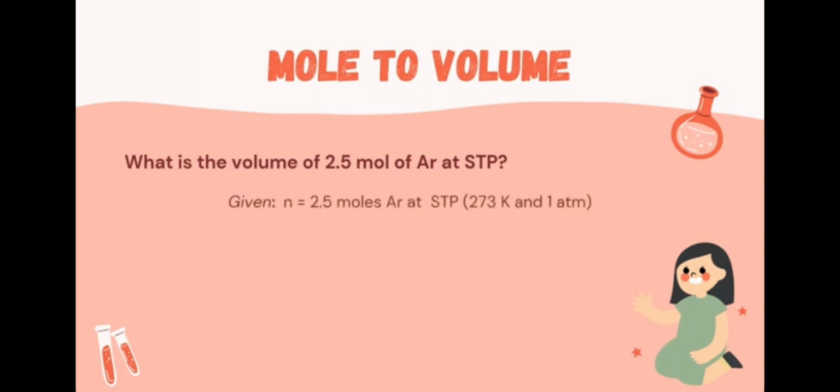Since we are given 2.5 moles of argon gas at STP, or at 273 Kelvin and 1 atmospheric pressure, we can use 22.4 liters to determine the volume. So, 2.5 moles of argon times 22.4 liters divided by 1 mole of argon is equal to 56 liters. This is now our final answer.